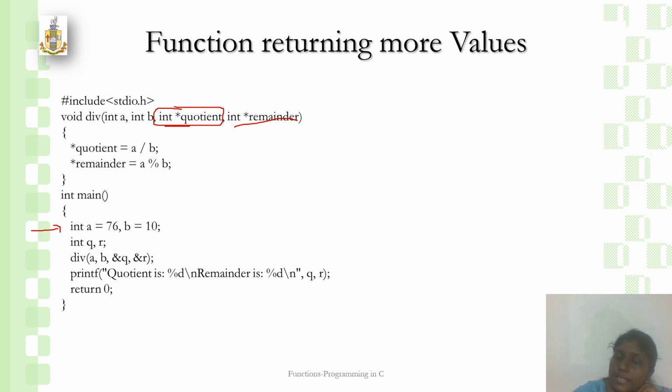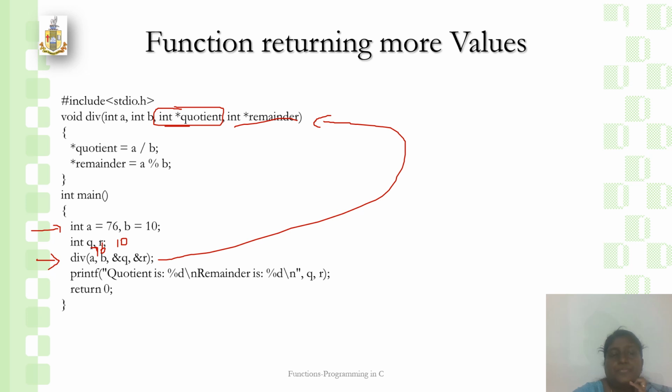Int a is equal to 76 and b is equal to 10. So these values will be taken into this function called div, where a will hold the value 76 and b will hold the value 10, and the address of q comma address of r. So this will be moved to this place. The control goes into this place. So here quotient is equal to a by b, which means this value has to be stored at the quotient address.